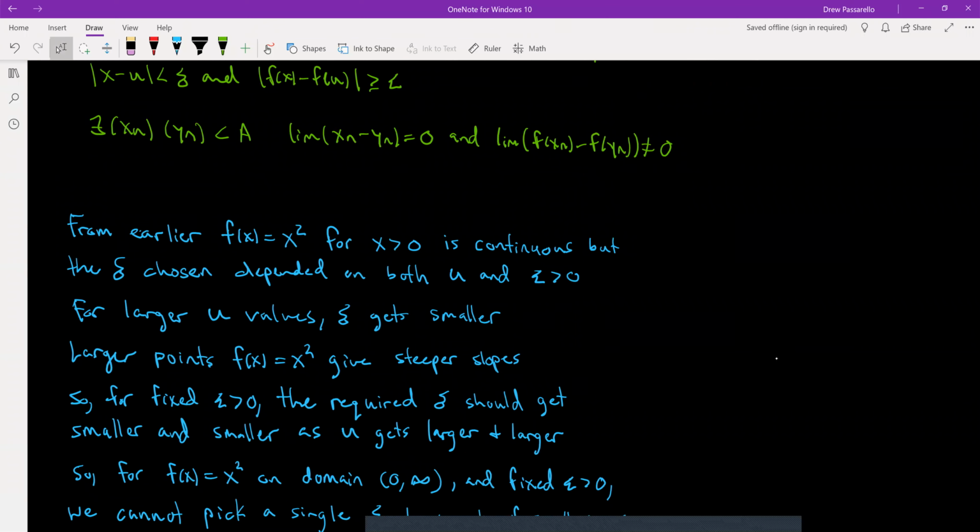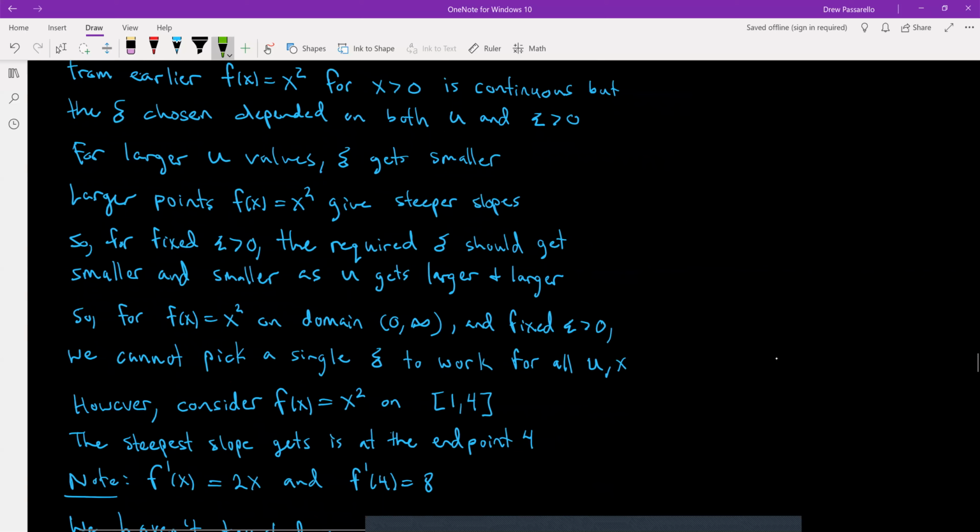So from earlier, we had f of x equals x squared for x greater than 0 is continuous, but the delta chosen depended on both u and epsilon. Now for larger u values, delta gets smaller. And larger points of f of x equals x squared give steeper slopes. So for a fixed epsilon, the required delta should get smaller and smaller as u gets larger and larger. And so for our function f of x equals x squared on the domain 0 to infinity, and a fixed epsilon, we cannot pick a single delta that's going to work for all u and x.